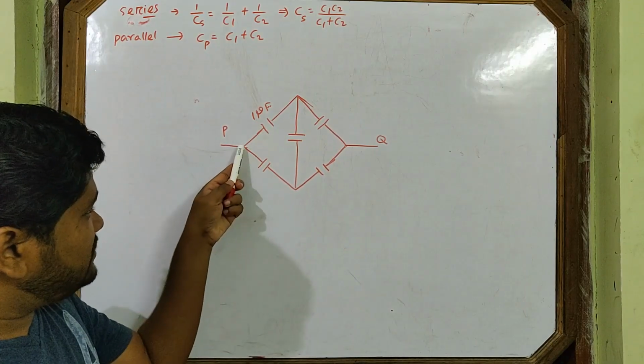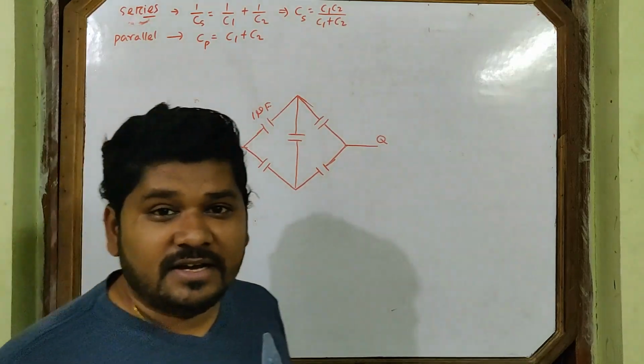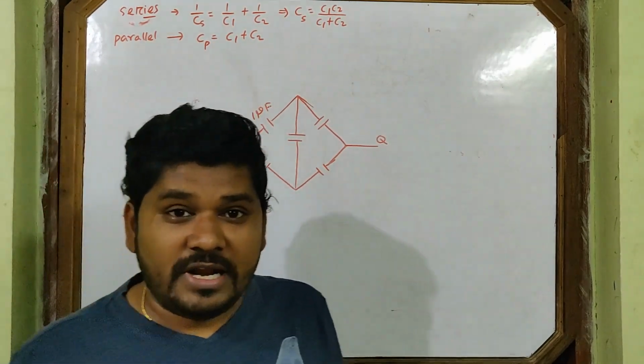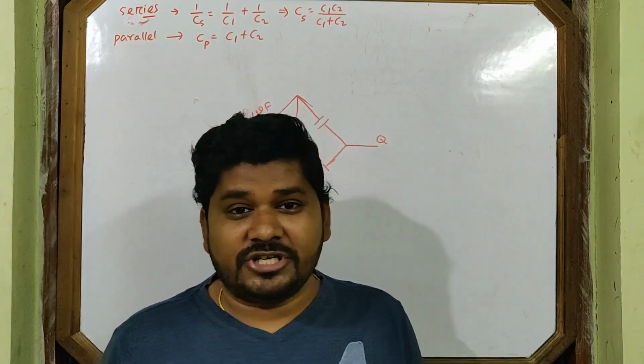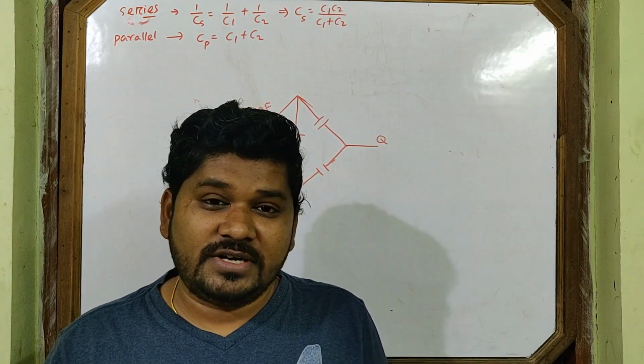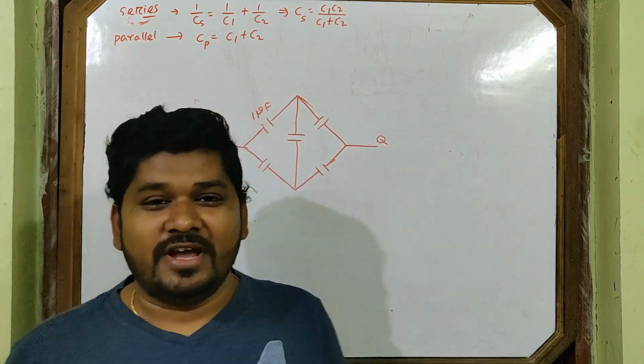One terminal is at one point, but the other terminals are not at the same point. Not in series, not in parallel. How will we solve this question? This question will be solved by the Wheatstone bridge condition.